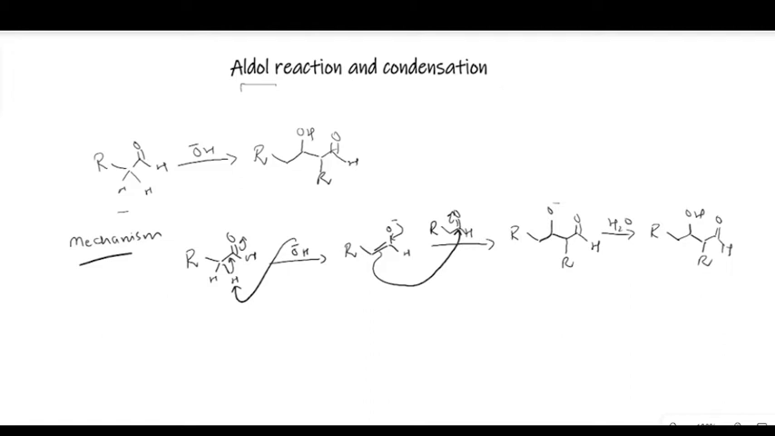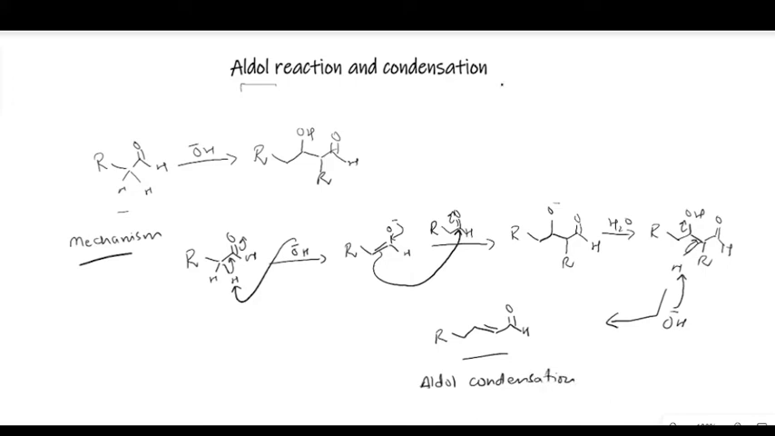This aldol addition product may undergo dehydration under the same conditions in the presence of a base, if this base abstracts this second acidic proton, which helps in the removal of water to give an alpha beta unsaturated aldehyde as a result. Now this is the condensation product, and we call this reaction the aldol condensation reaction.